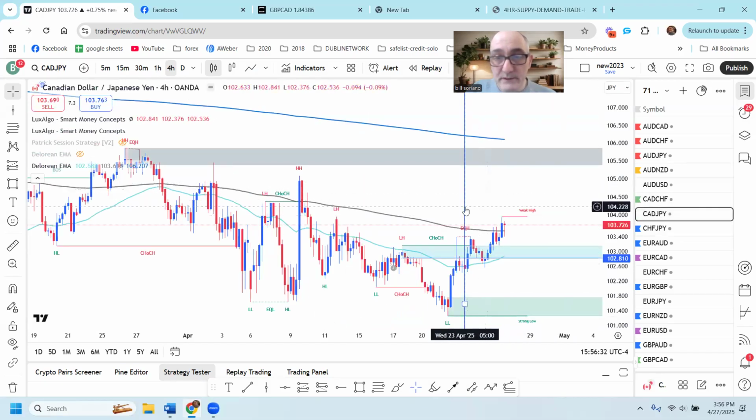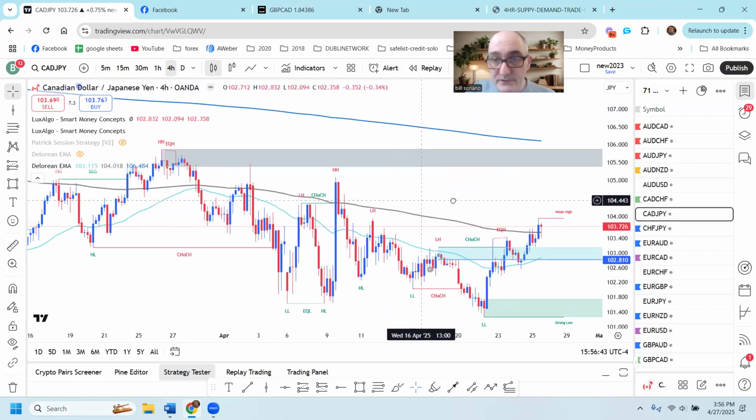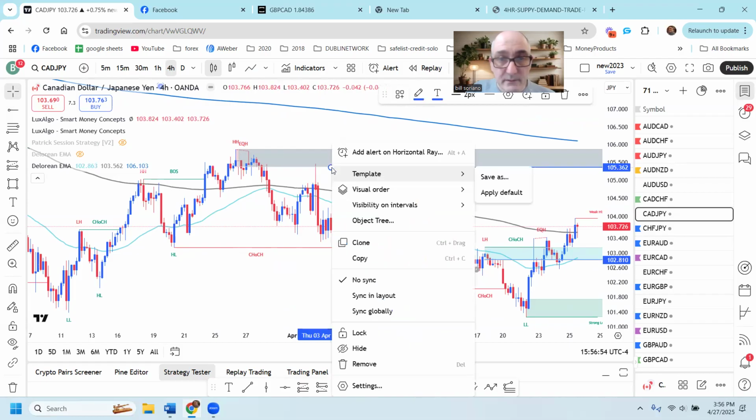CAD-JPY, this one is bearish, right? And it invalidated this zone right here that we had set up. So the next zone for that, we already have it highlighted there. Our next zone would be right here, and so we put it like that.